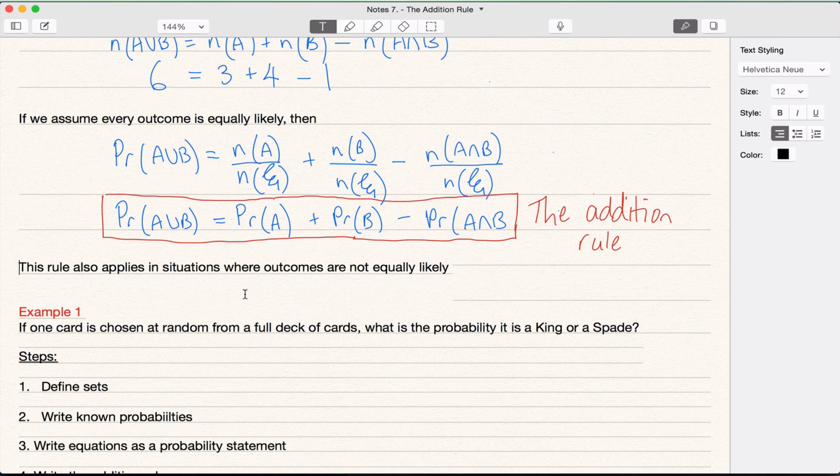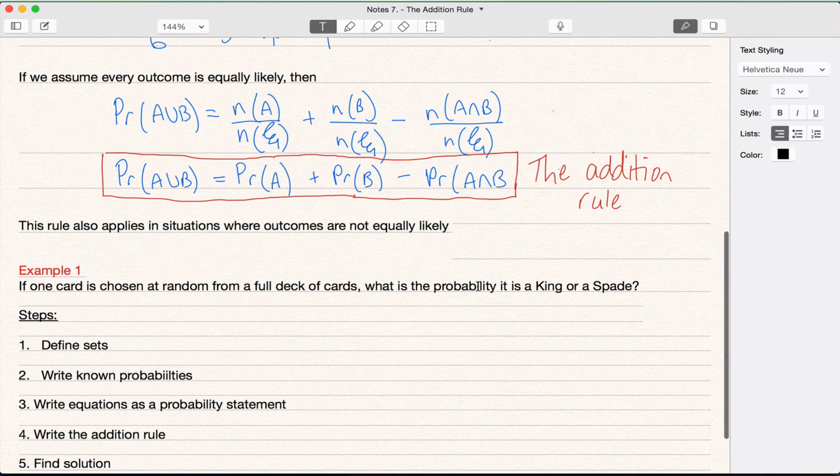Example 1. If one card is chosen at random from a full deck of cards, what's the probability that it's a king or a spade?